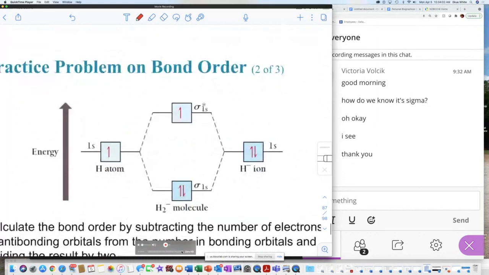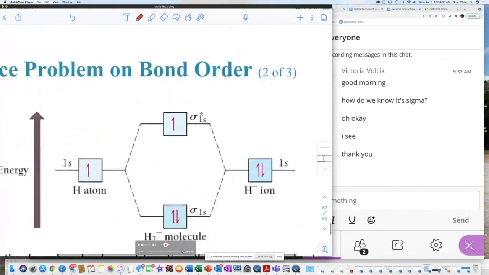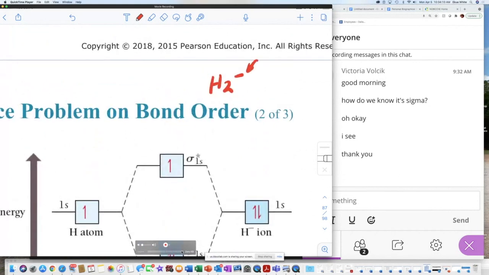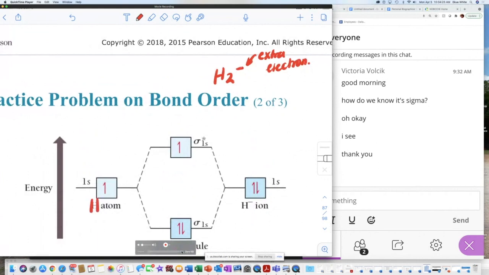So in this one here, actually, I'll just explain this. We are showing the bond order of H2 negative. Remember, in chemistry, negative means extra electron. Okay, you have an extra electron that was not there originally. So we need two hydrogens, the hydrogen to the left, the hydrogen to the right. Oh, this shows you the energy is increasing from bottom to top. So this is low energy, and this is high energy.